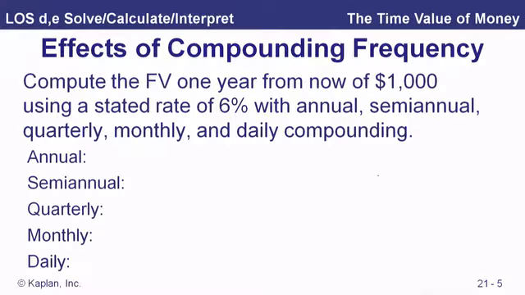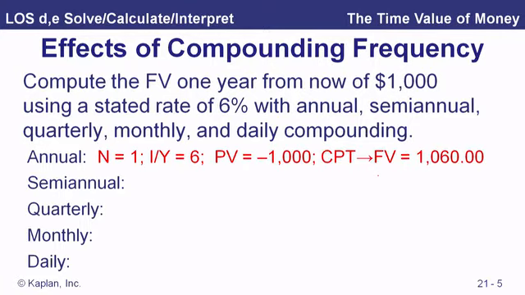Okay, let's look at the effects of compounding frequency. Compute the future value 1 year from now of $1,000 using a stated rate of 6% with annual, semi-annual, quarterly, monthly, and daily compounding. So this is a review of what we looked at a little bit earlier in this reading to do with the effective annual rate. So our $1,000 at 6% annual compounding grows to $1,060.